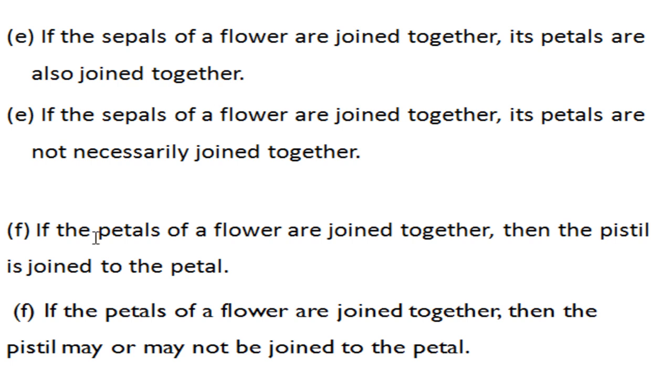Sixth number. If the petals of a flower are joined together, then the pistil is joined to the petal. The correct statement is if the petals of a flower are joined together, then the pistil may or may not be joined to the petal. So the first question gets completed here.